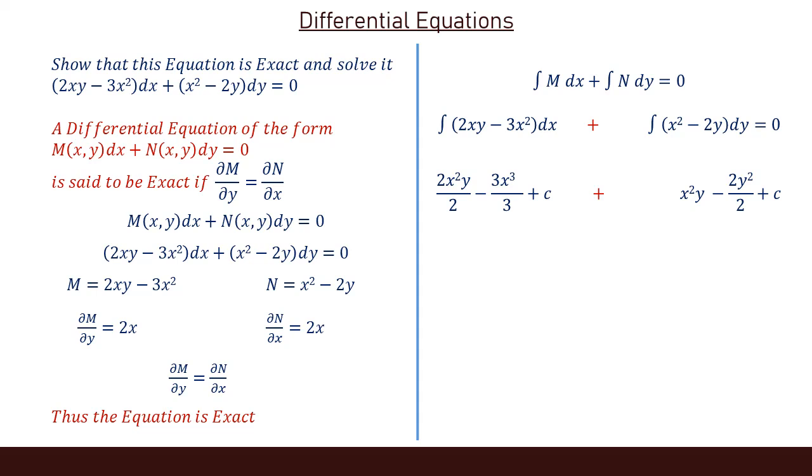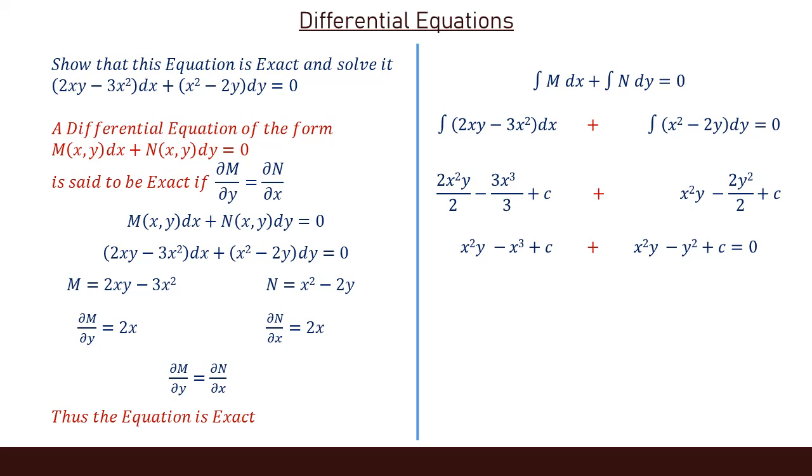Are we together? Good. Now look at these two integrals that we have. Let's simplify it. Here we have 2x squared y all over 2. When you simplify this, we're going to have x squared y, then minus 3x cubed all over 3. Simplify it, we're going to have minus x cubed. Then we have plus the other side, x squared y minus 2y squared all over 2. Simplify it, we're going to have y squared.